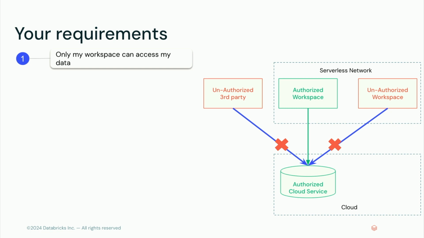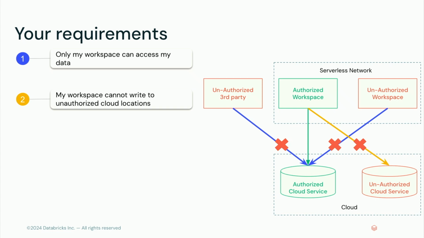So, requirement number one boils out of there. Only my workspace can access my data. Great, we protected against that. Well, what about if someone in my organization, either maliciously or unintentionally, tries to exfiltrate data out of my workspace into an unauthorized cloud service? Let's say they spin up a personal cloud storage account or something like that. Of course, we want to block that. We want to know where the data is going.